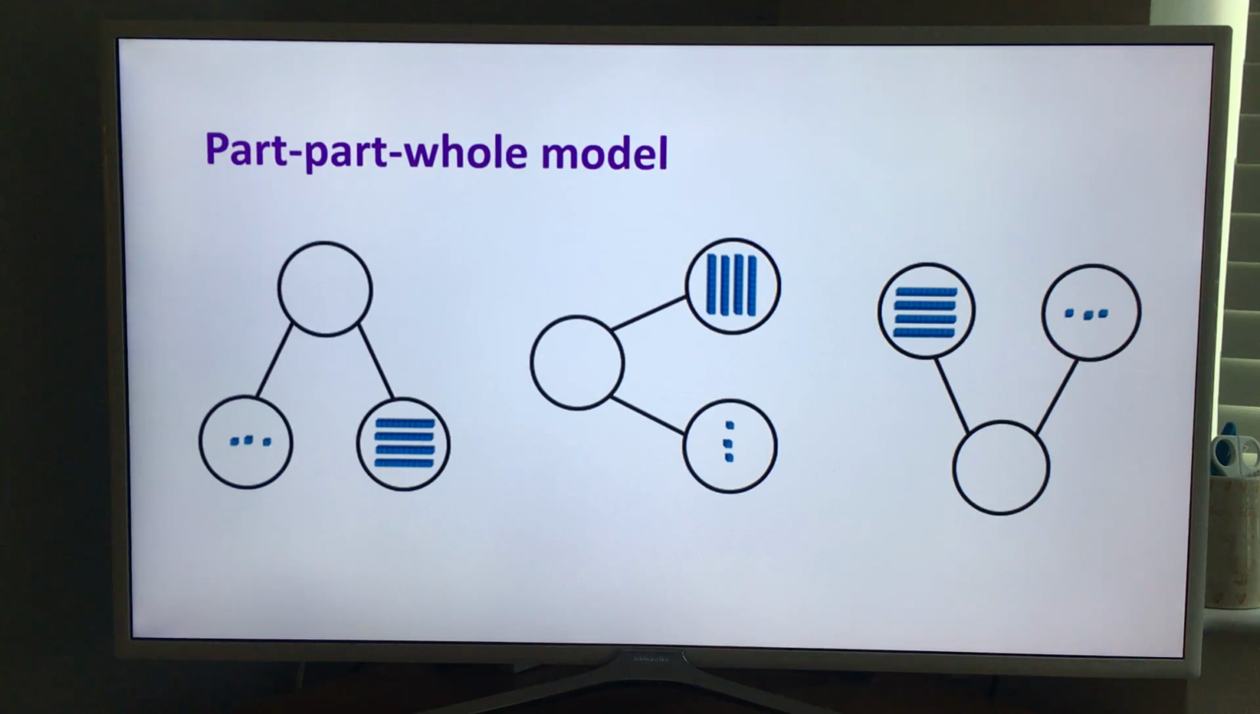So I was just saying that in school we use the part-part-whole model to represent numbers, and basically the part-part-whole model is the image you can see on screen. If we take the first image, the circle at the top would be the whole, so that is the whole number. Then you can see two lines coming off that circle, and each of those circles would represent the parts that make up that number.